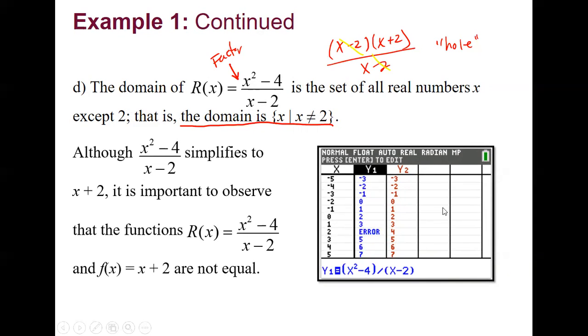This is the actual function. But if we just type it in with the factor removed, then it won't show you your error. It won't show you your discontinuity. So in the calculator, you want to put the original, not the one with it being removed, because they're not the same thing. This is x plus 2, and this is your rational function. They are not the same because of this little piece right here. So if you graph in the calculator, make sure you're graphing the rational function, not the reduced one.